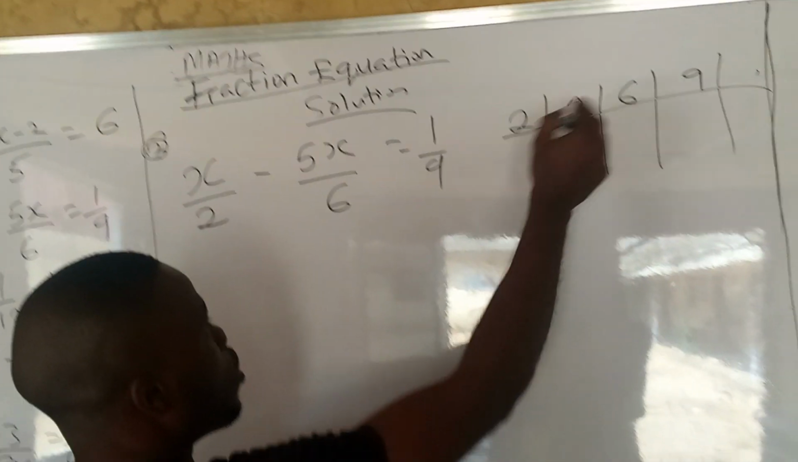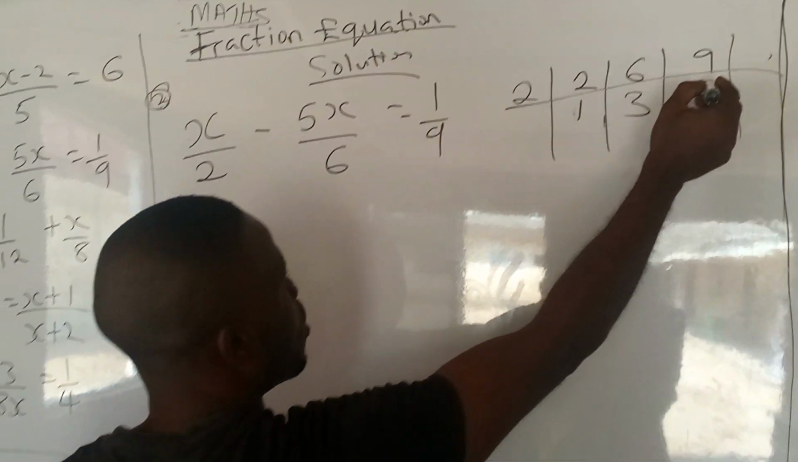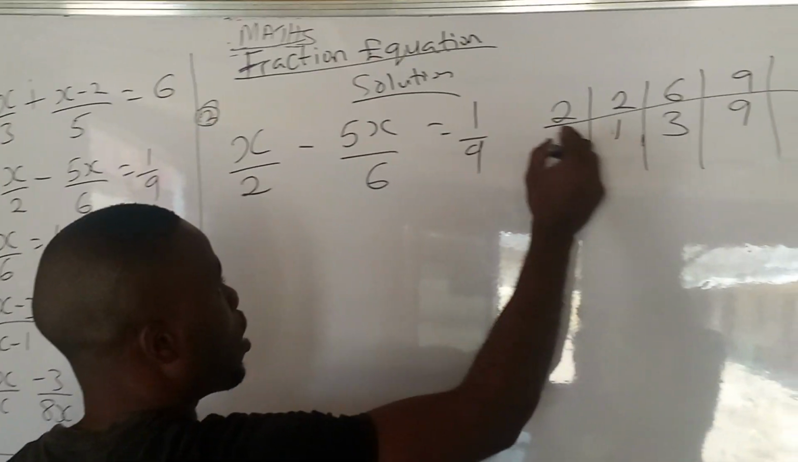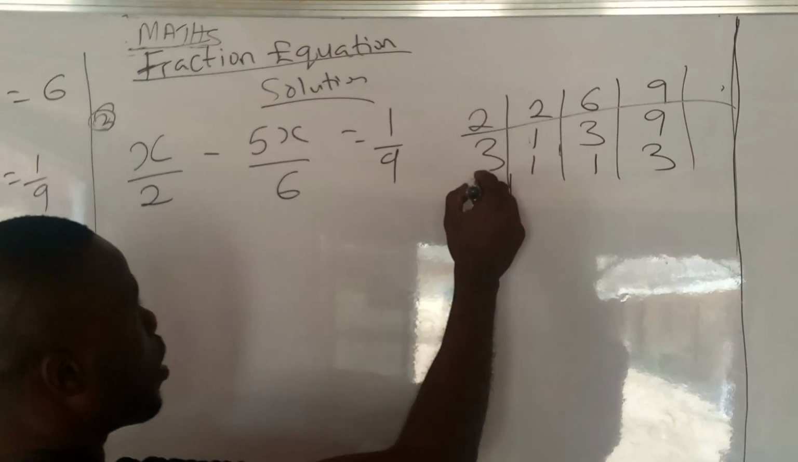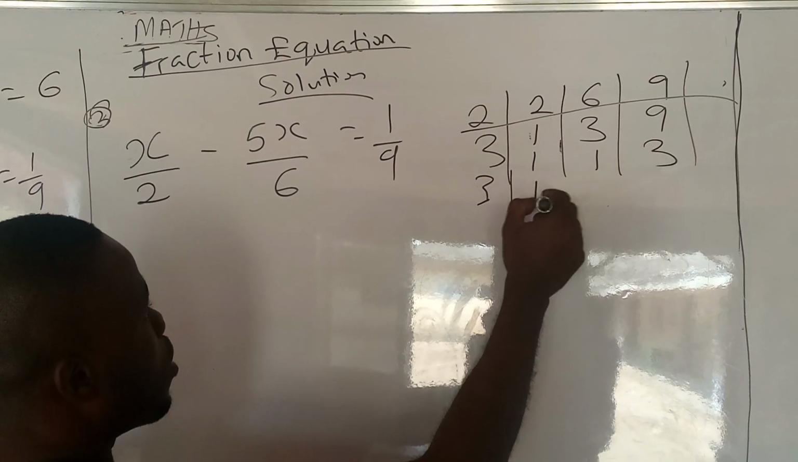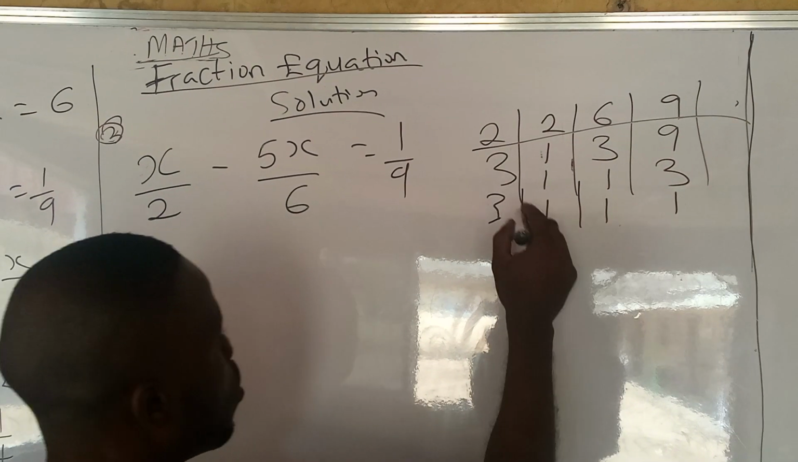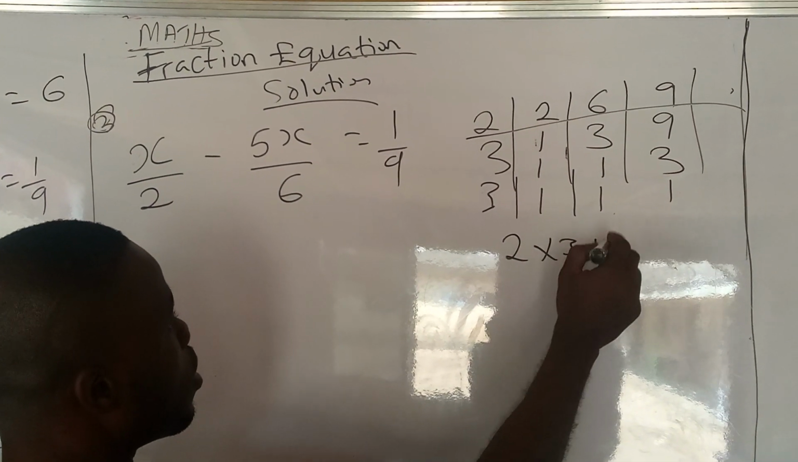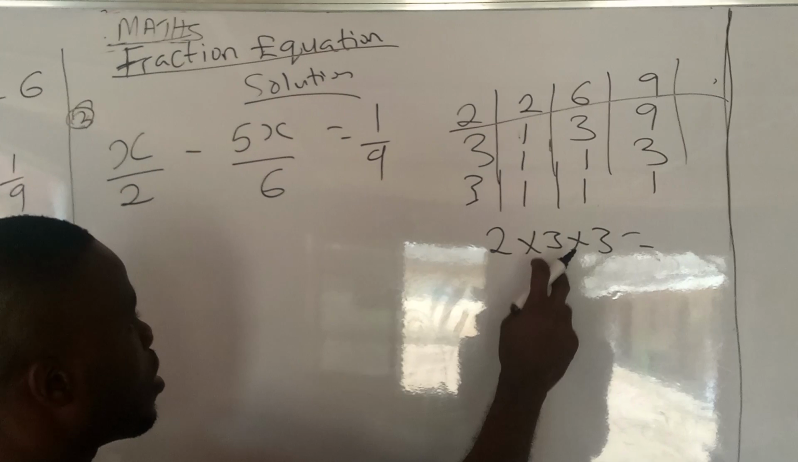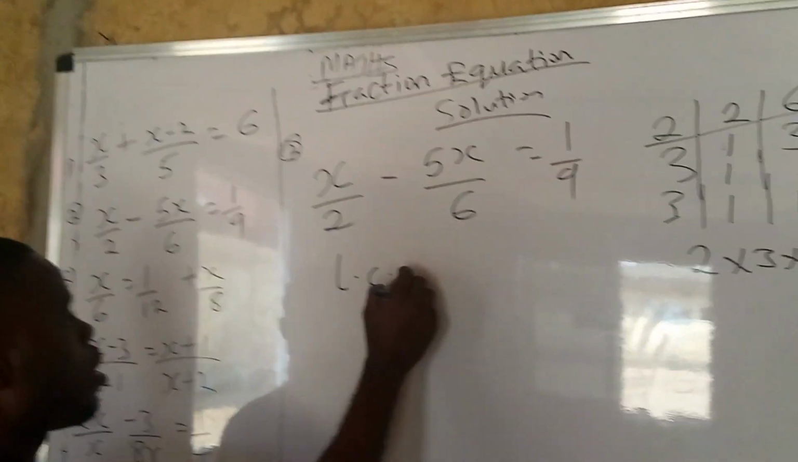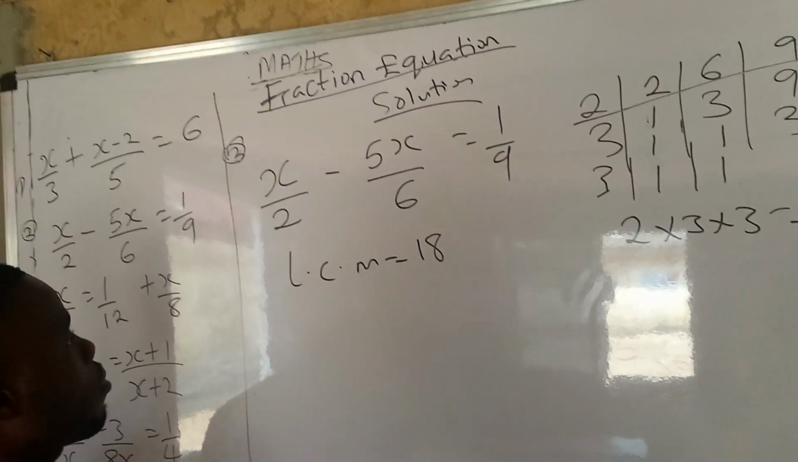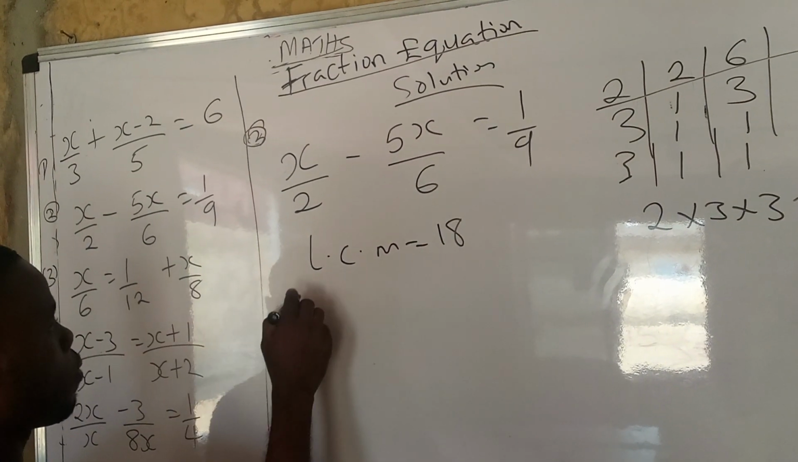2 in 2 is 1, 2 in 6 is 3, 2 in this it cannot go, you bring down your 9. So 3 can go, 3 in 3 is 1, 3 in 9 is 3. So we can use 3, 3 in 1 here, 3 in 1 here, 3 in 3 is what, 1. So we have 2 times 3 times 3. 2 times 3 is 6, and 6 times 3 you can see it is 18. So right now our LCM is what? 18. So we can multiply both sides.